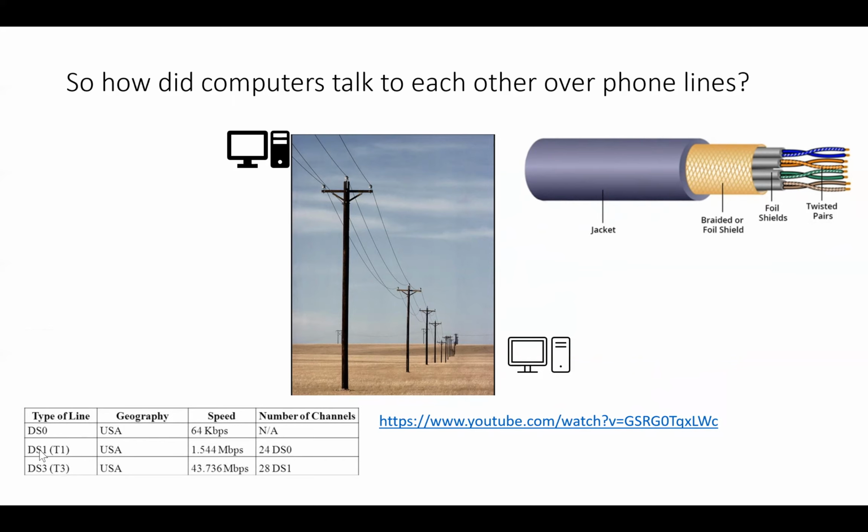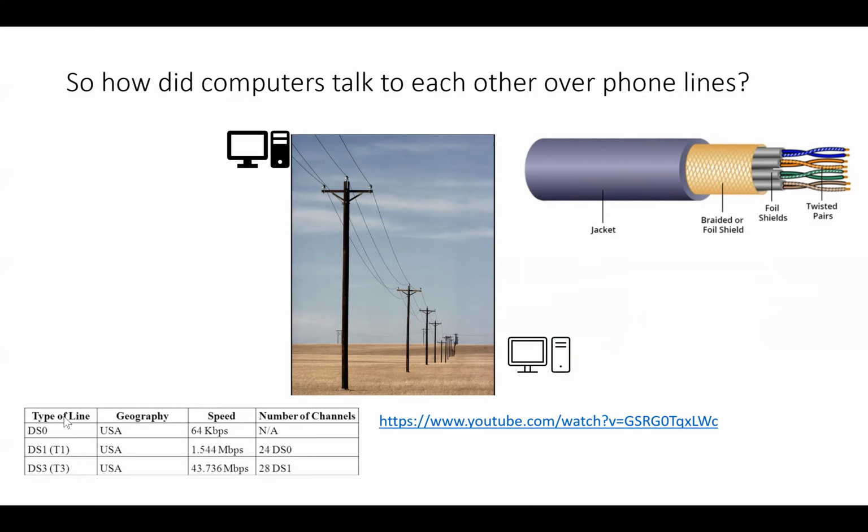Then we had DS1s, and a DS1 was 24 DS0s. So it'd be like having 24 lanes of traffic that could each send 64 cars in a minute. And that would be the equivalent of sending 1,500 cars in a minute. And then we had DS3s, and a DS3 is 28 DS1s. So it would be like having 28 layers of 26 lanes of traffic sending 64 cars in a minute. And that would be 43,000 cars in a minute.